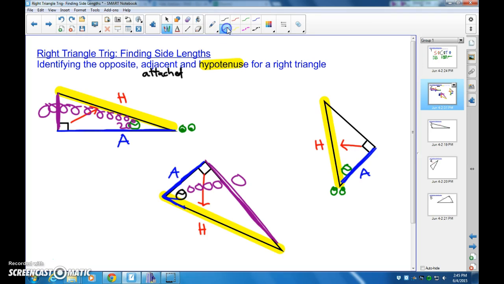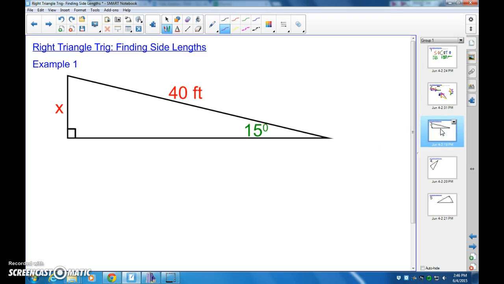Leaving the other side, the opposite side, is your opposite. It is important to be able to label the A, the O, and the H because that will help you identify if you're using sine, cosine, or tangent. Now we're going to solve a problem.